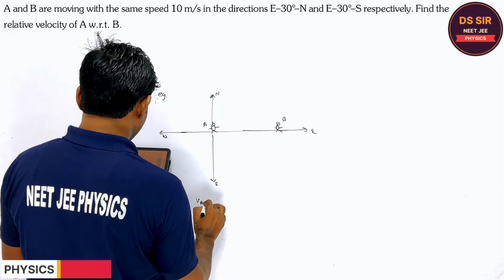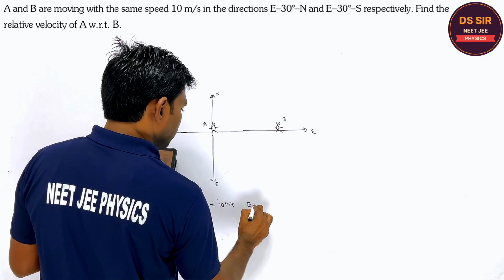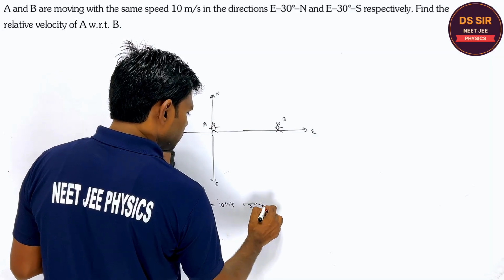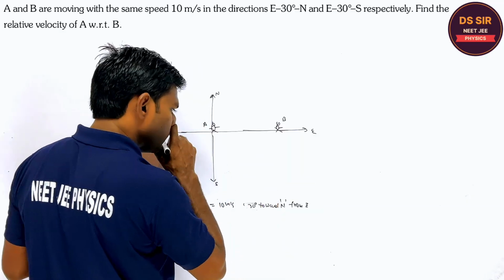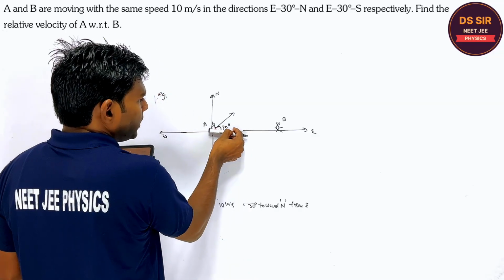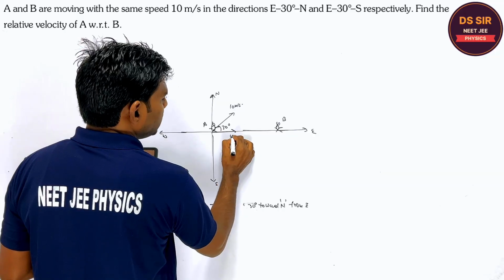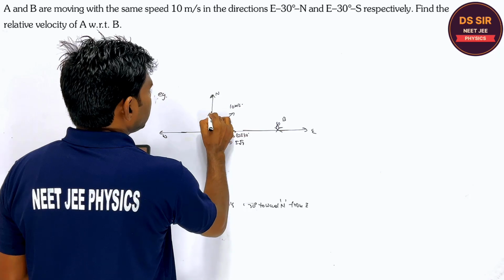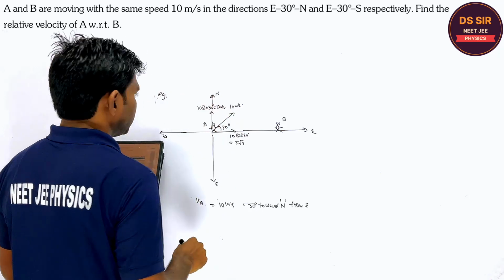Velocity of A is 10 meter per second, 30 degree towards north from east, right? From east, 30 degree, from east towards north, 10 meter per second. If you resolve this, this is 10 cos 30. 10 cos 30 is how much? You tell. 5 root 3. And this is the 10 sin 30, and it is equal to 5 meter per second. Is it clear or not?